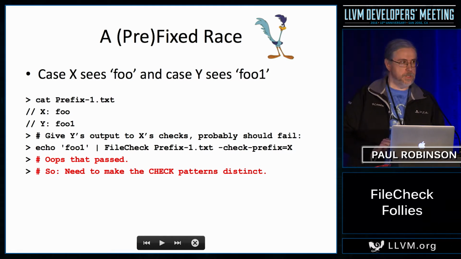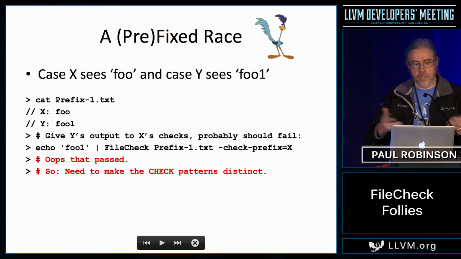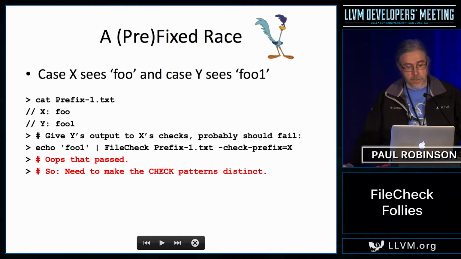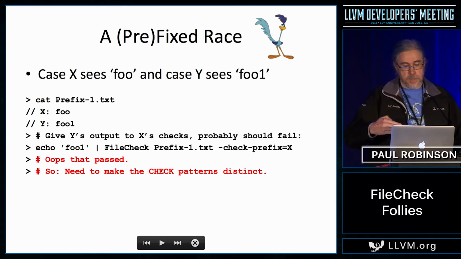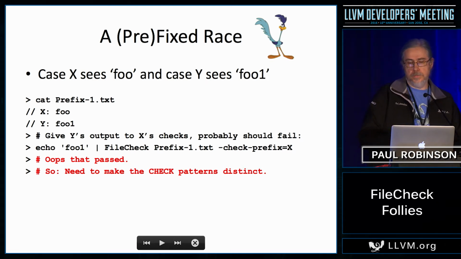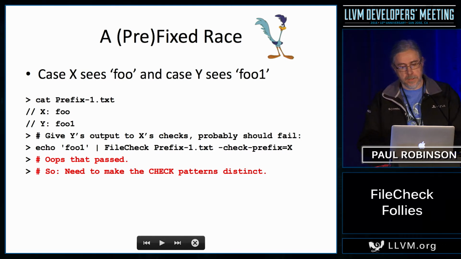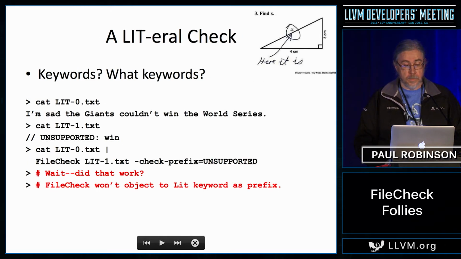All right, here's another case. We have a test that has two different cases, case X and case Y, because I know how to name things. And in this case, the first case, foo is the output we're expecting to see, and the second case, there's a slightly different foo1. Probably if we run the first case, we don't want it to pass the second case's checks, or vice versa, and it doesn't work because foo is a prefix of foo1, and so of course the first check passes. There's a fix for that one at the end also.